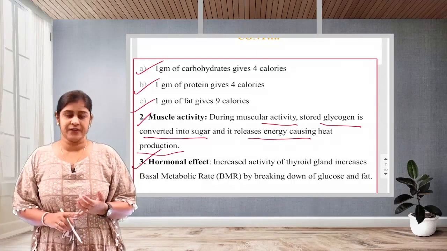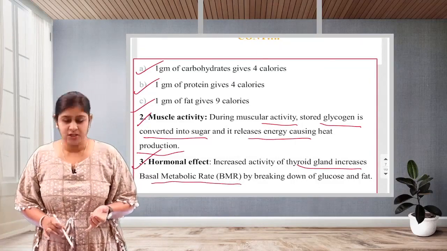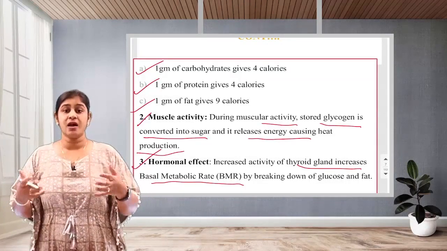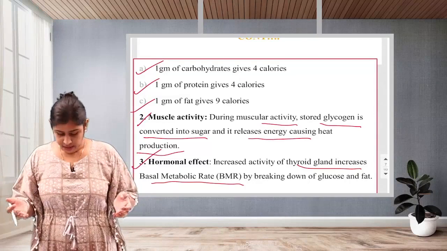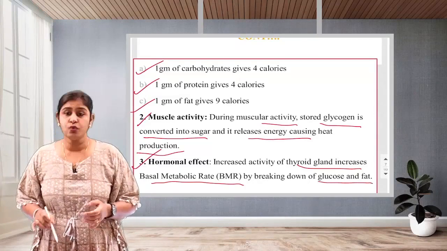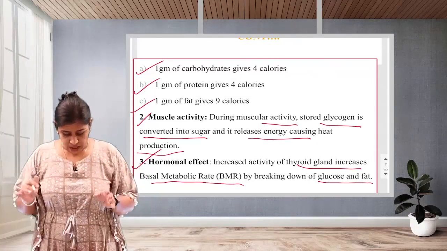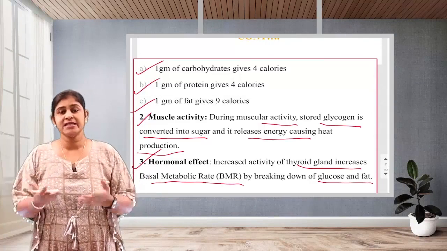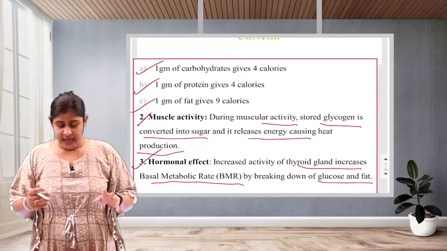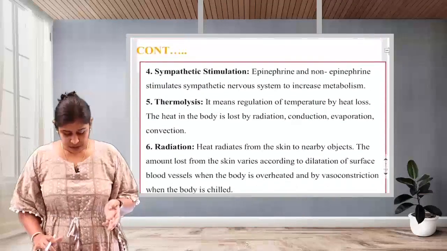Third is hormonal effect. Increased activity of the thyroid gland increases the basic metabolic rate, that is the BMR, by breaking down glucose and fats. So with the hormonal effect, increased activity of the thyroid gland increases the basic metabolic rate. And how? By breaking down glucose and fat.